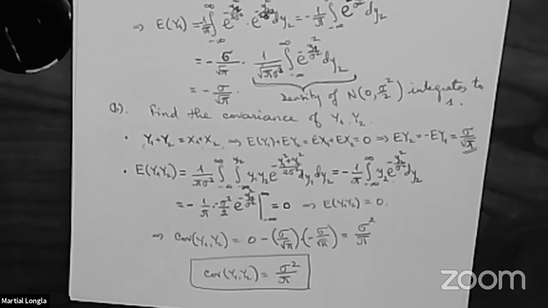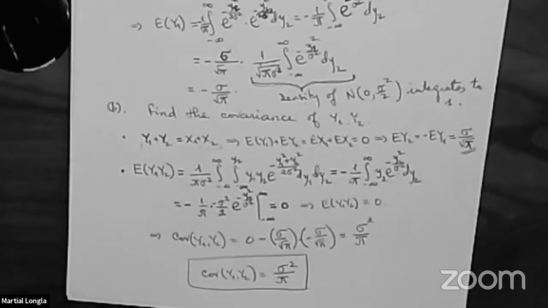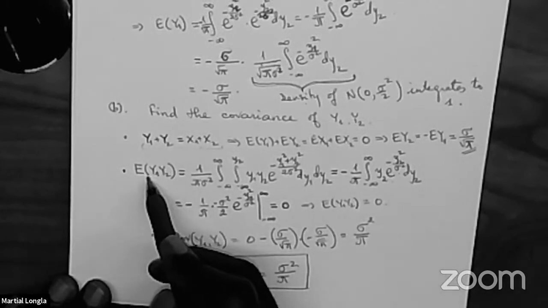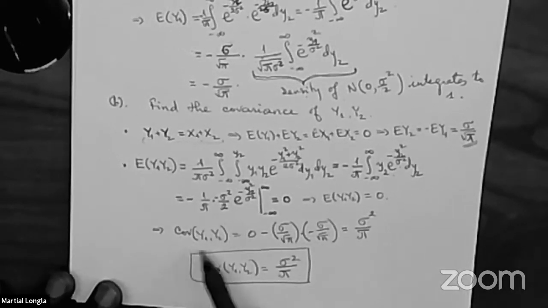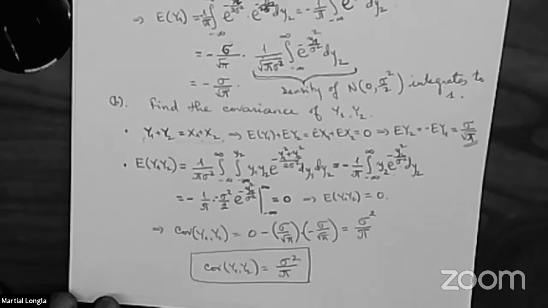You have an odd function that you're integrating over a symmetric region. The answer is 0, no matter how crazy the function that is inside is. As long as it is odd, the integral is going to be 0. So you don't even need to compute this. And because the expected value of y1, y2 is 0, therefore the covariance is 0 minus expected value of y1 times expected value of y2, which is sigma squared over pi. Questions?